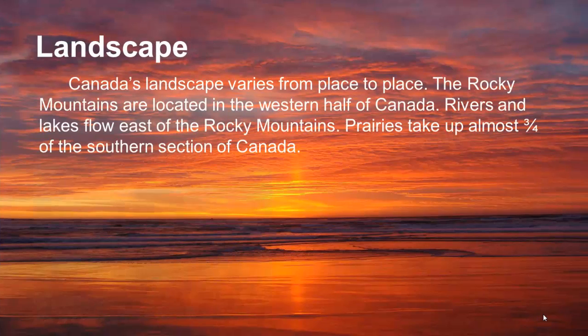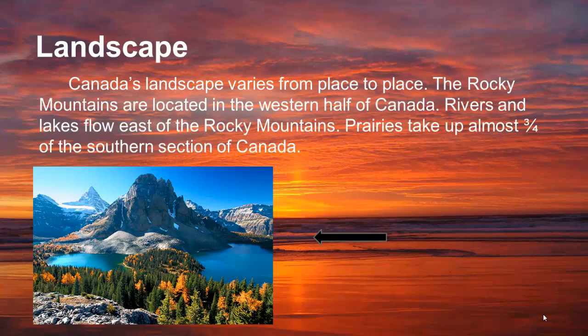Canada's landscape is very diverse. Canada's landscape varies from place to place. The Rocky Mountains are located in the western half of Canada. Rivers and lakes flow east of the Rocky Mountains. Prairies take up almost 3/4 of the southern section of Canada. This is a picture of Canadian landscape.